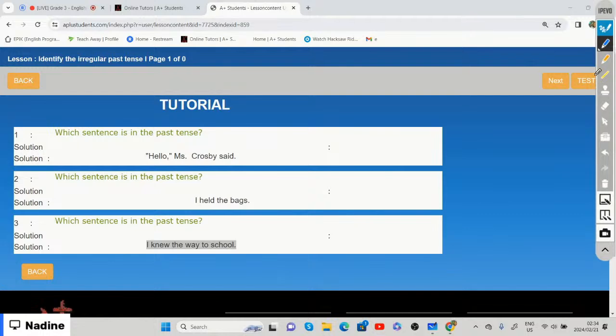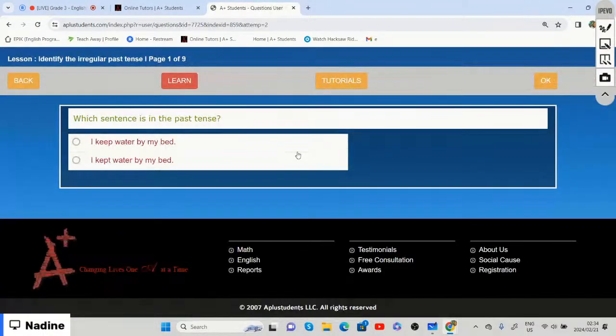All right, so now let's go to our test, right? So we're going to say which sentence is in the past tense. I keep water by my bed. Or the second option that says, I kept water by my bed. We need to choose the correct sentence that's in the past tense. Keep or kept.